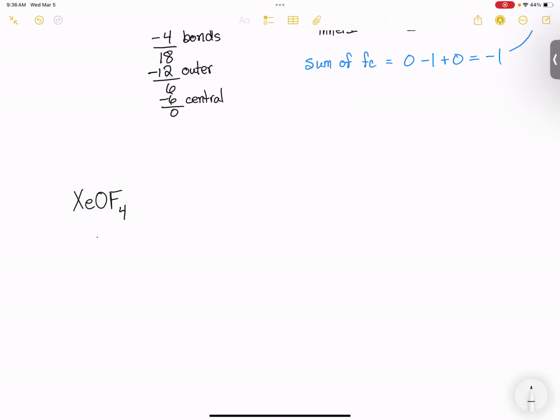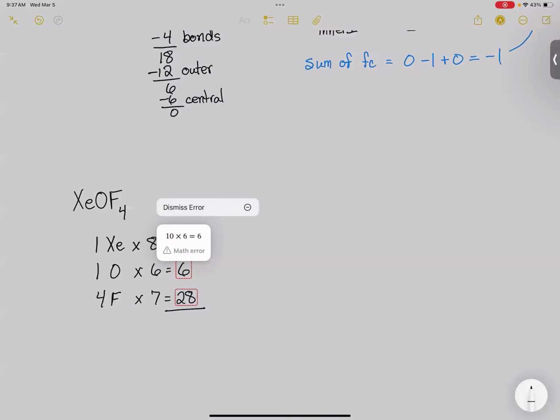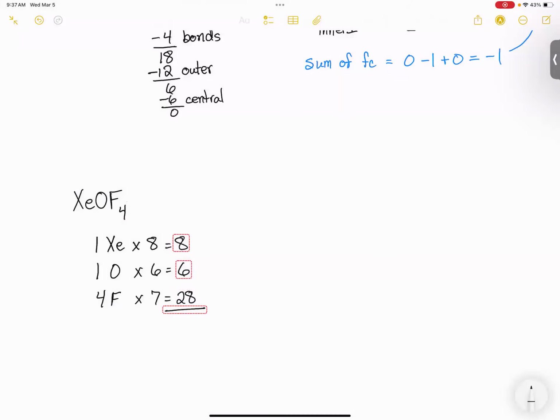Let's calculate. We have 1 xenon. Xenon is in group 18, so it has 8 valence electrons. We have 1 oxygen. Oxygen's in group 16, so it has 6 valence electrons. And we have 4 fluorine. Fluorine is in group 17, so each has 7, which is a total of 28 valence electrons. So we have 42 valence electrons to distribute.